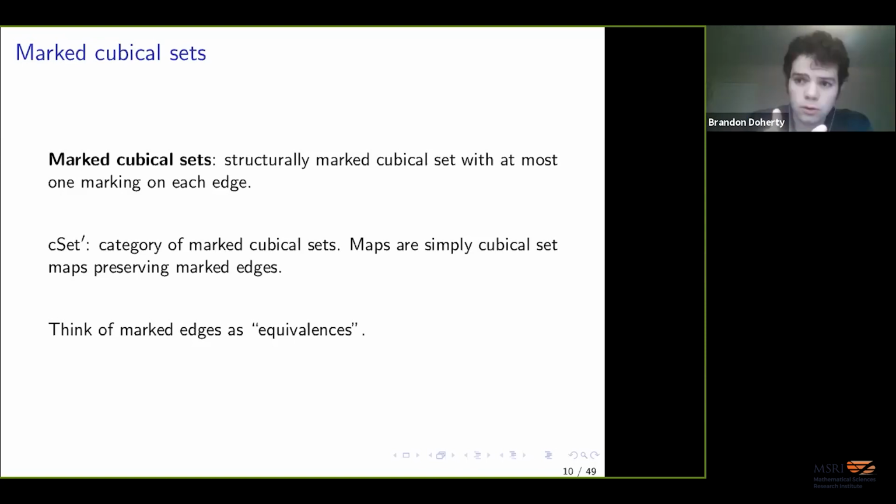So let C set prime denote the category of marked cubical sets, just the full subcategory on these objects. And then we can think of maps in this category as maps between cubical sets that preserve marked edges. And the idea is that when we think of these marked cubical sets as infinity one categories, we'll want to be thinking of the marked edges as equivalences. Those are the edges we want to think of as equivalences in the infinity one categorical sense.